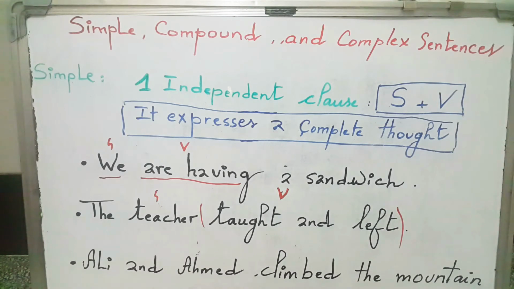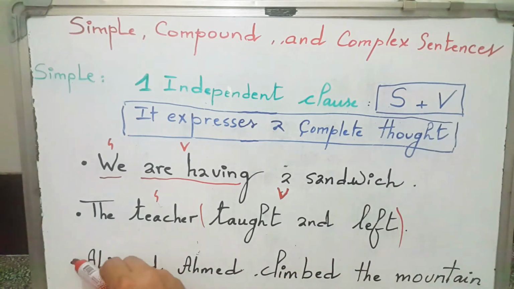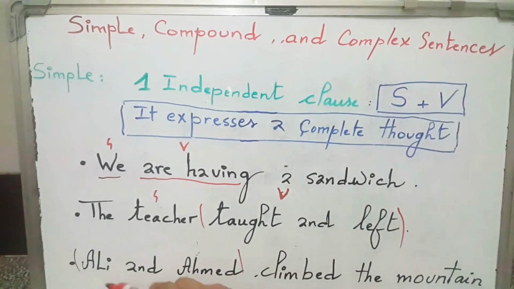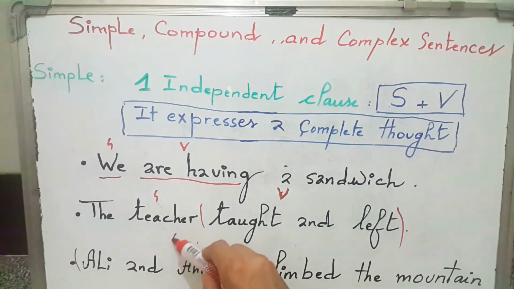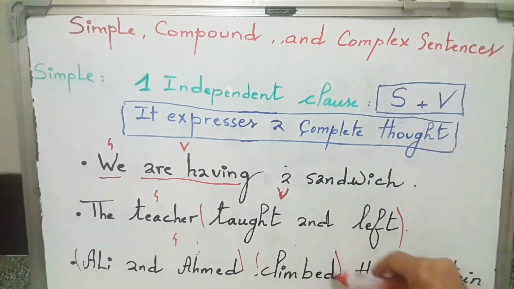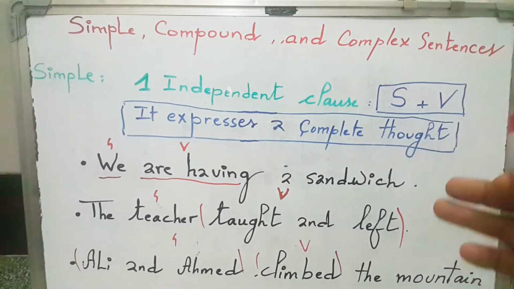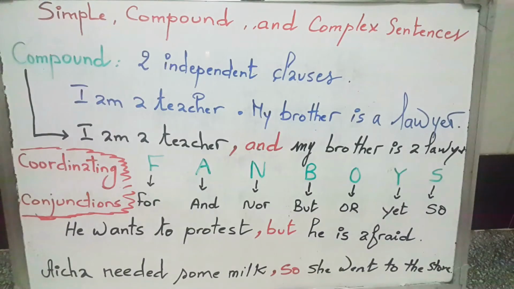Another example is Ali and Ahmed climbed the mountain. So that's the subject, Ali and Ahmed. Again, this is a compound noun, two nouns, compound nouns, subject, and that's the verb. Right? So that's a simple sentence.